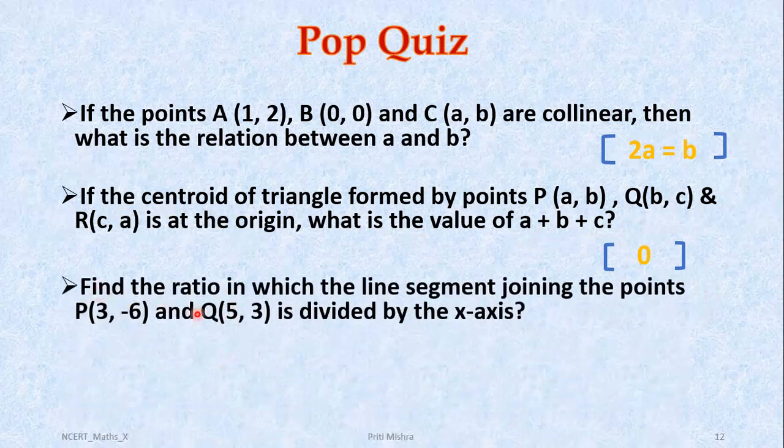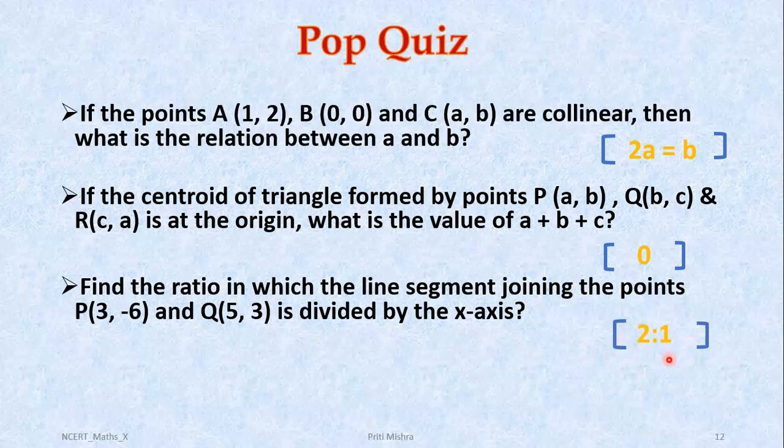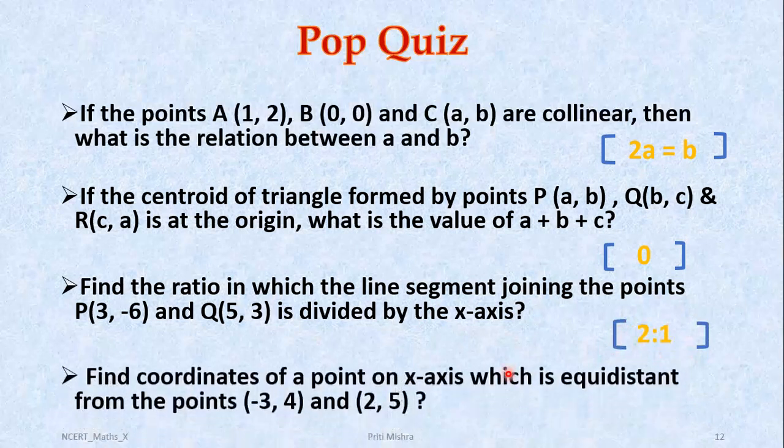Let's have the third question. Find the ratio in which the line segment joining the points P(3, -6) and Q(5, 3) is divided by the x-axis. I have explained a question just like this, where we had the y-axis. So I know 100% you can solve this question very easily. Now I'm going to tell you the answer. The answer is 2:1, right?